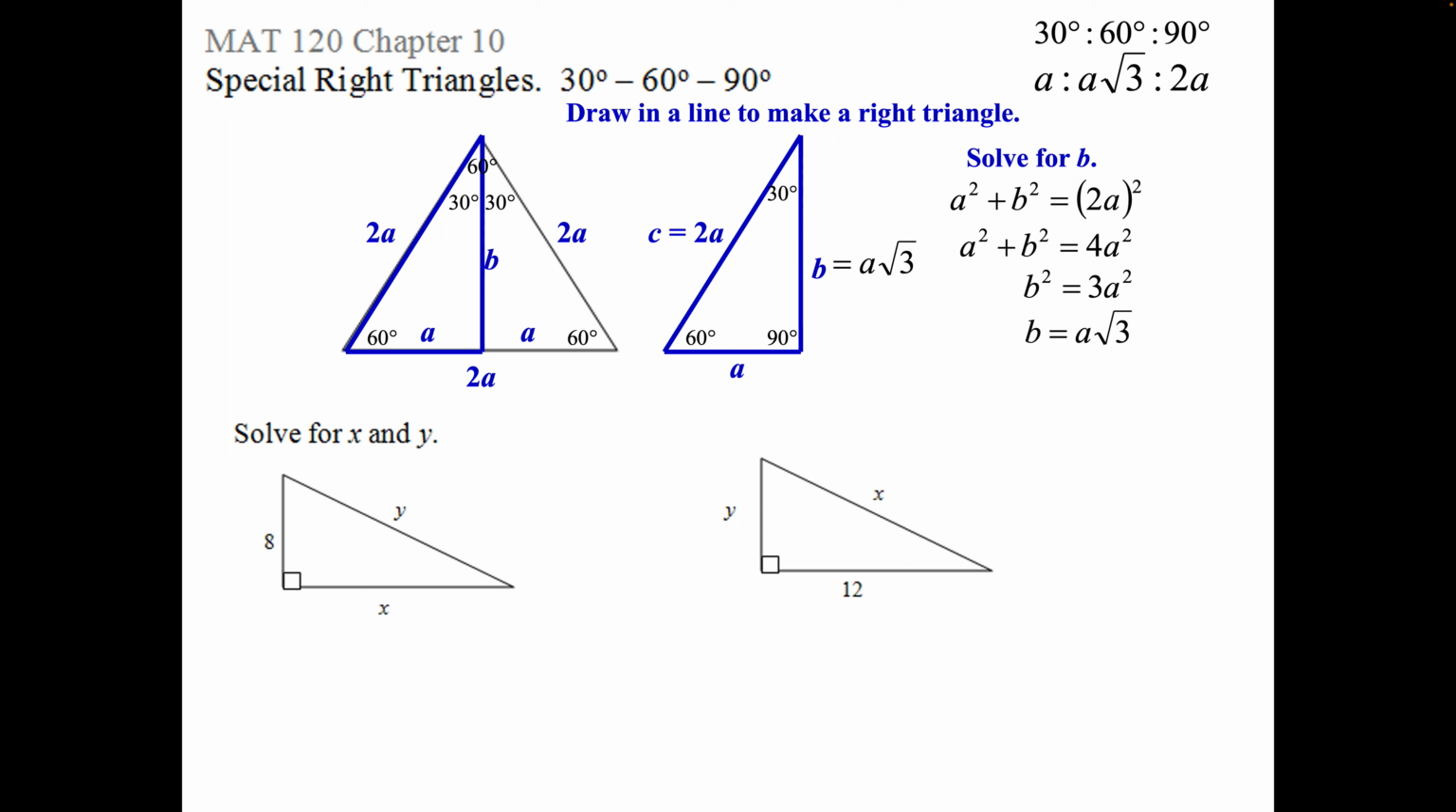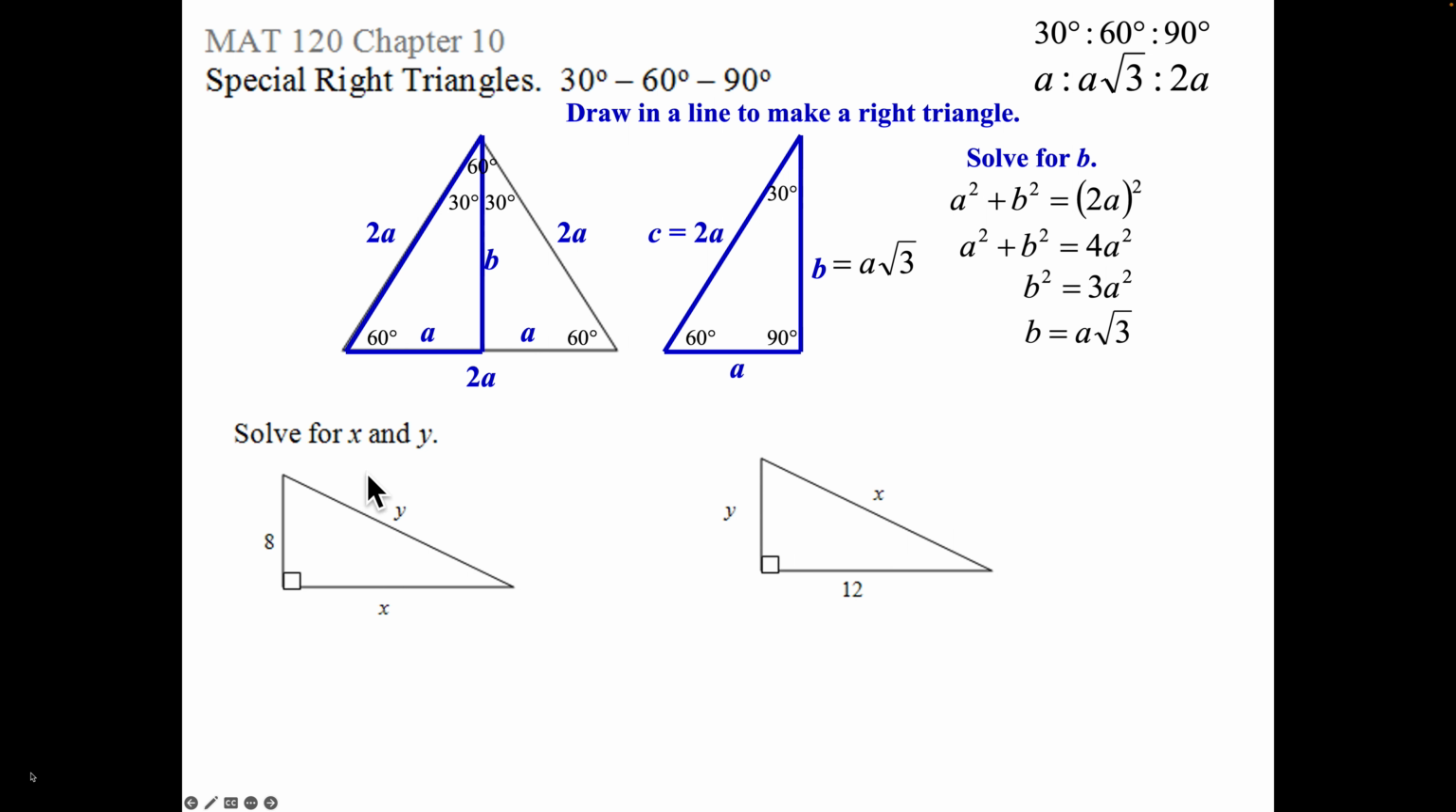Let me rephrase that. Remember, the Pythagorean theorem stated you need to have 2 sides of a right triangle to find a third. In these special right triangles, you've noticed you're only given one side, but you can find the other two. So my 30, 60, 90 triple is going to be A is opposite of 30, A square root of 3 is opposite of 60, and 2A is opposite of 90.